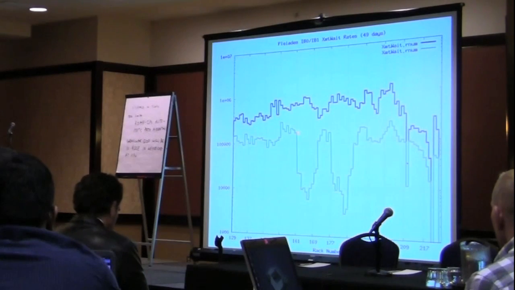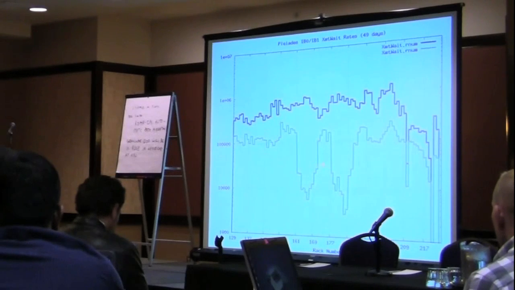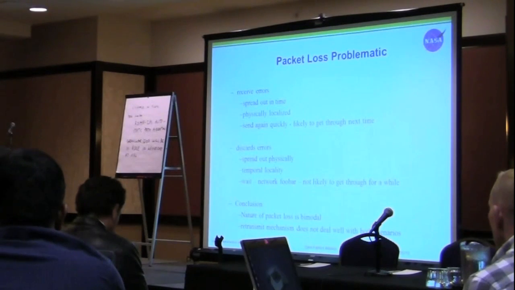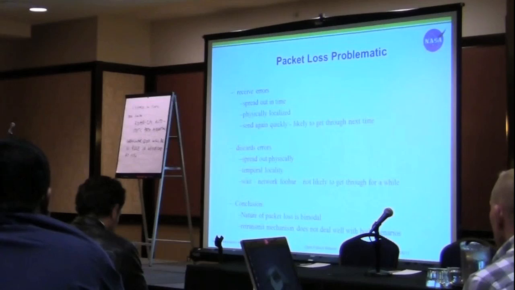These racks have nodes that have DDR HCAs, but they're on QDR switches, and so the wait times are dramatically less on one side, but on the other side, actually, it's a little bit more. So they get busier, they wait more. So anyway, packet loss is problematic.